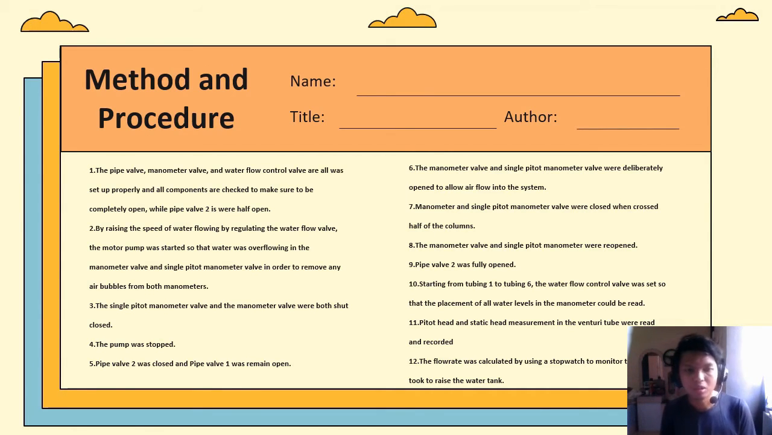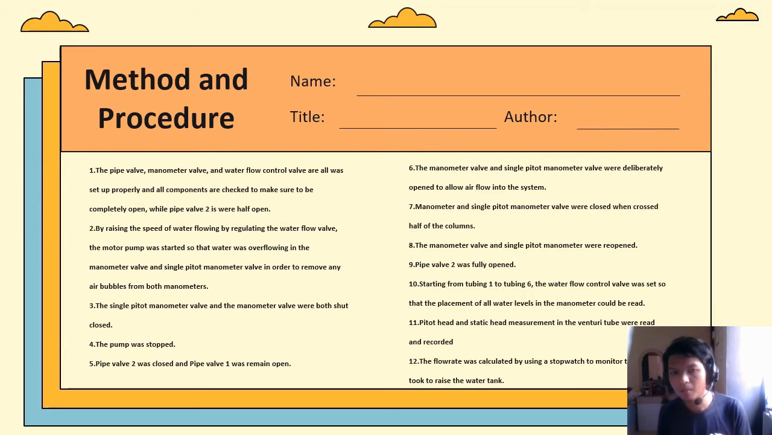Next, the single pitot manometer valve and the manometer valve were both shut closed. Next, the pump was stopped. After that, pipe valve 2 was closed and pipe valve 1 remained open. The sixth step is that the manometer valve and single pitot manometer valve were deliberately opened to allow air into the system. Next, the manometer and single pitot manometer valves were closed when the column was about half full. Next, the manometer valve and the single pitot manometer valve were opened. The ninth step is that pipe valve 2 was fully opened.